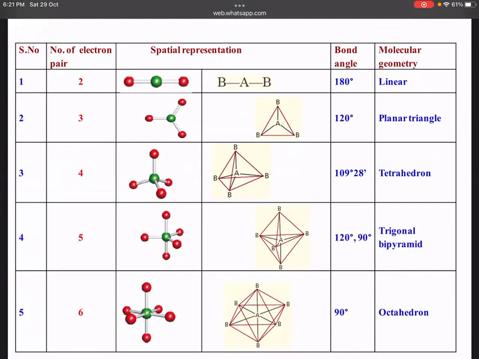And 3 means triangular planar, 4 means tetrahedron, 109 degrees 28 minutes. That's what is shown in your figure, 109.5. And then triangular pyramidal, this will be the shape. Octahedron, this will be the shape. Okay, is it clear?